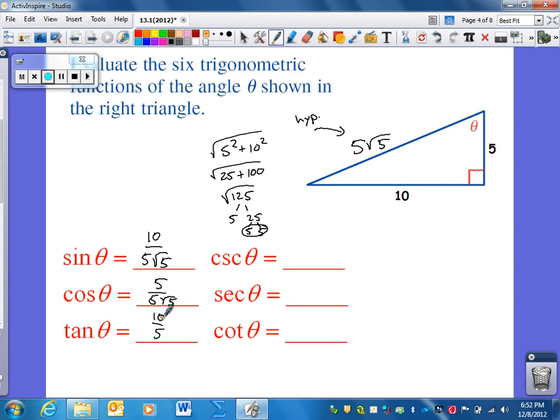Cosecant, let's just flip them. So I got 5 root 5 over 10. I got 5 root 5 over 5. And then we have 5 over 10.